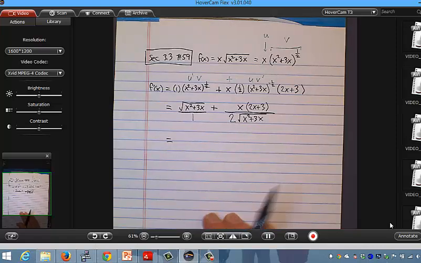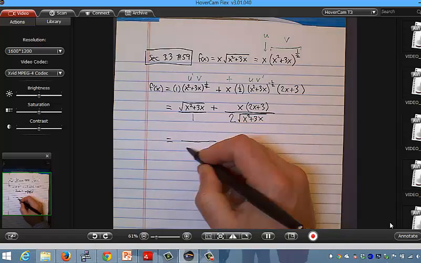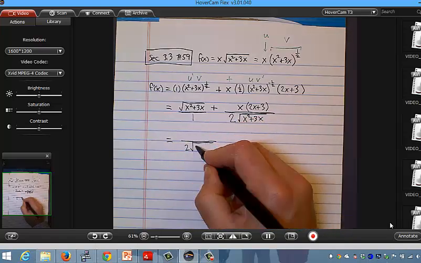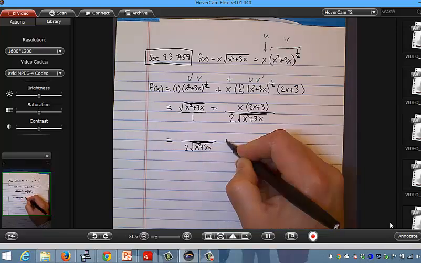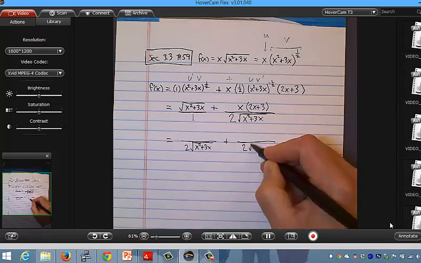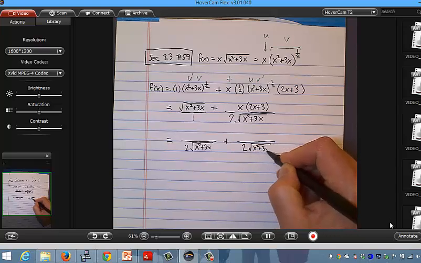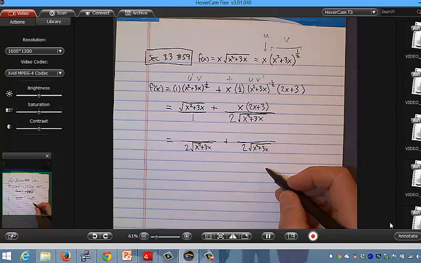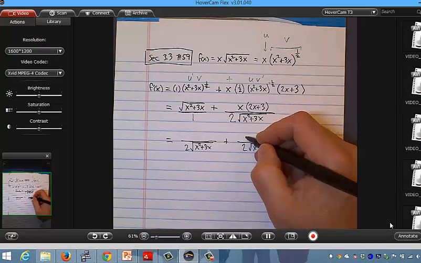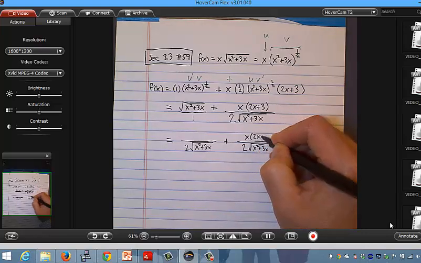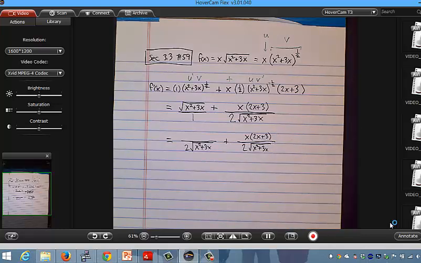A common denominator, sure. And the common denominator that I'm going to try and get is 2 square root of x squared plus 3x. Because I already have it over here. And basically, if I want to get 2 square root of x squared plus 3x, well, this numerator here stays the same. The other numerator is going to change. Because how do you get a new denominator? Well, you take the fraction, you multiply top and bottom by the same thing, right? So I guess the question is, do you know what I'm going to multiply top and bottom by?